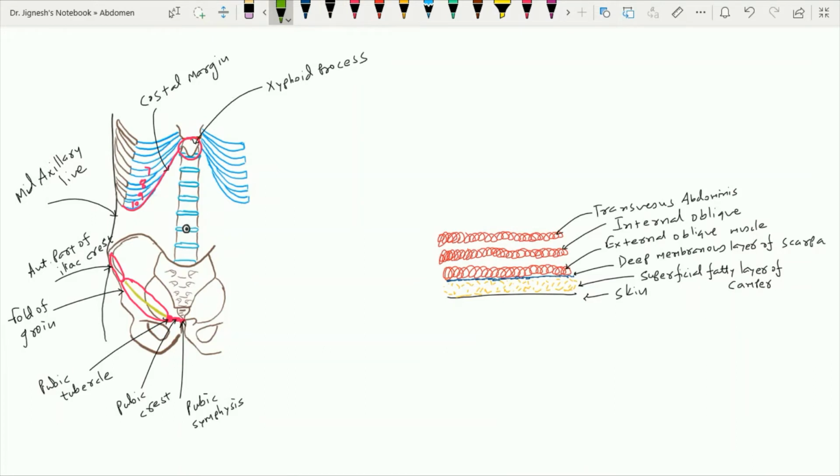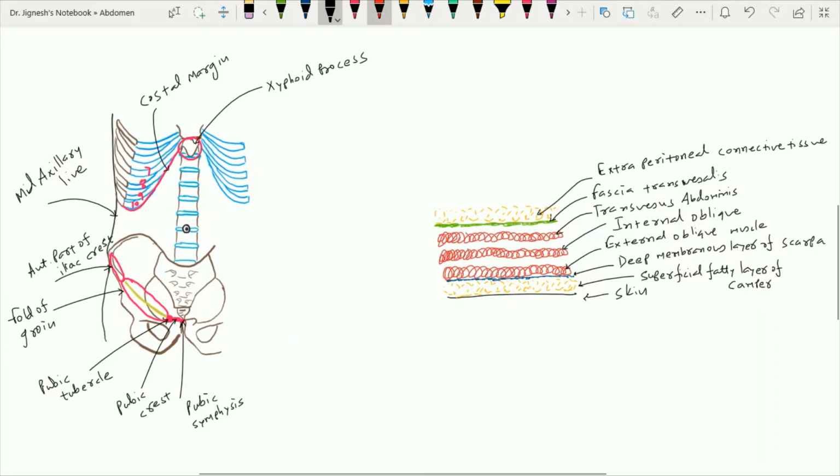Beneath these 3 muscles, we find one tough fascia, the fascia transversalis. Just deep to this fascia transversalis, we find the extraperitoneal connective tissue. And deeper to this, we find the parietal layer of the peritoneum.